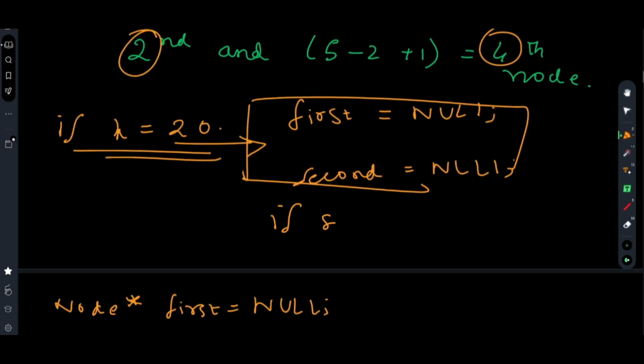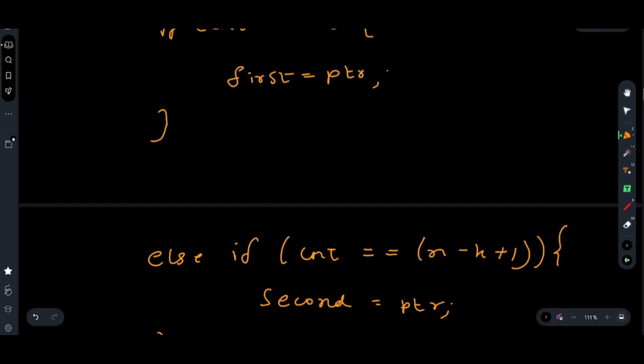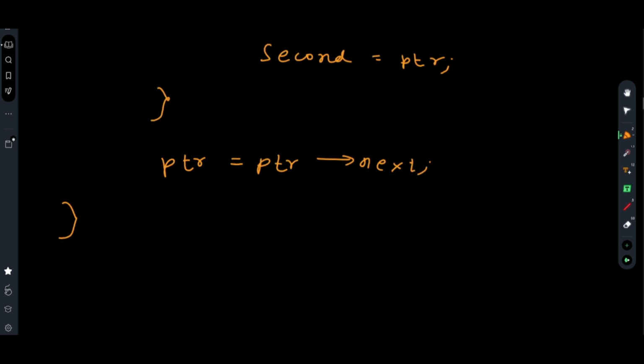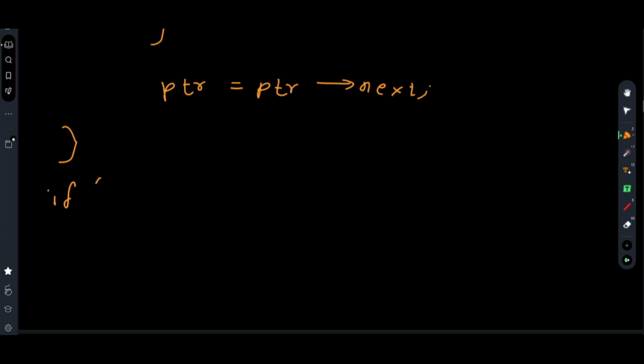So if second is empty, null, then k is greater than n. This is for sure. You can also put a check above it: if k is greater than n, then return head. Your choice. If not of second, return head.